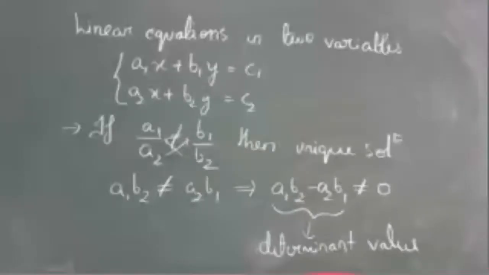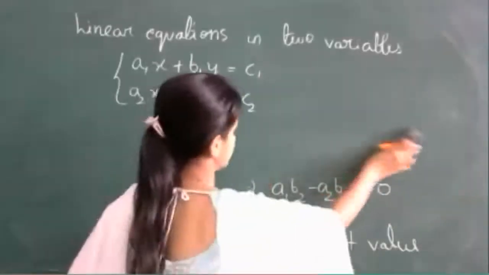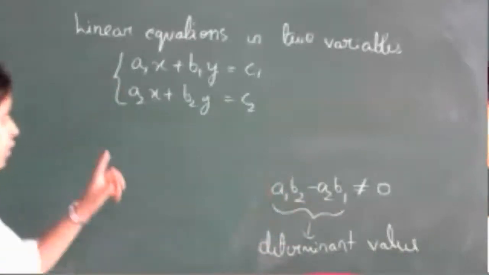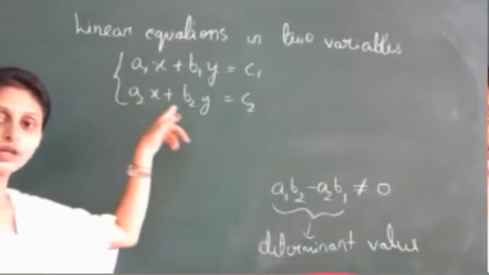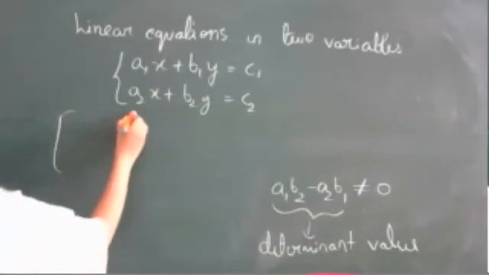Let us see how this is my determinant value. Now suppose I want to write this system of linear equations in the form of matrices. So how shall we write? How shall we write, students?